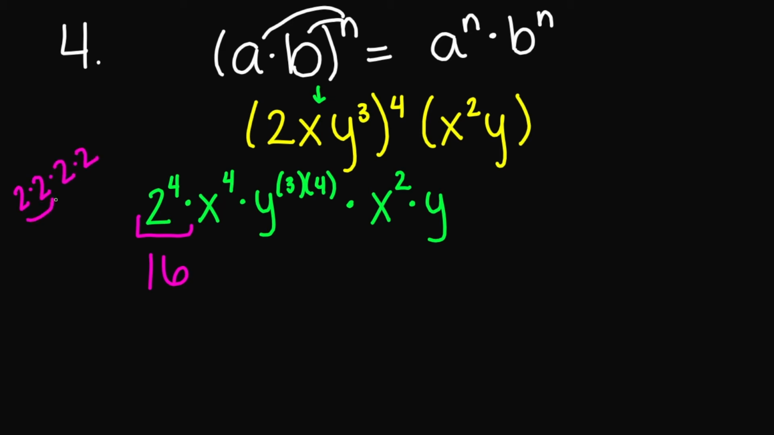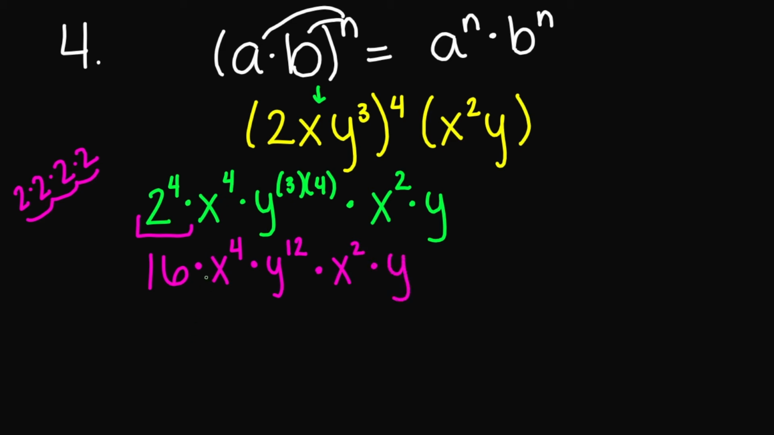2 times 2 is 4. 4 times 2 is 8. 8 times 2 is 16, and that's what we have here. Then we're going to multiply 16 times x to the 4th power times y to the 12th power times x squared times y.